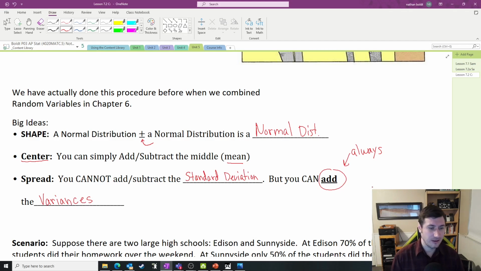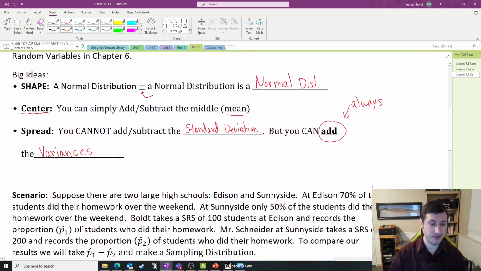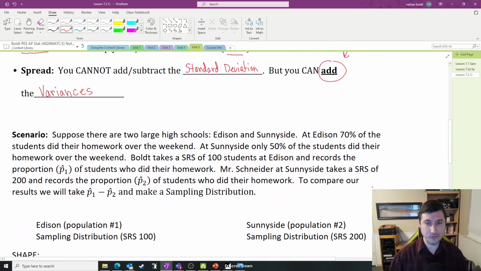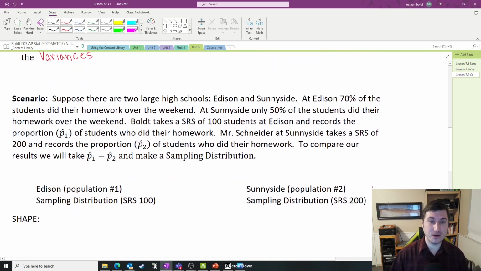All right, so why the heck would we ever do this? Bolt, I'm still lost. I need some context, all right? Why would you do this? So here's a scenario that can hopefully show you why you might want to combine proportions. All right, so scenario. Suppose there are two large high schools, Edison and Sunnyside. At Edison, 70% of the students did their homework over the weekend. At Sunnyside, only 50% of the students did their homework over the weekend.